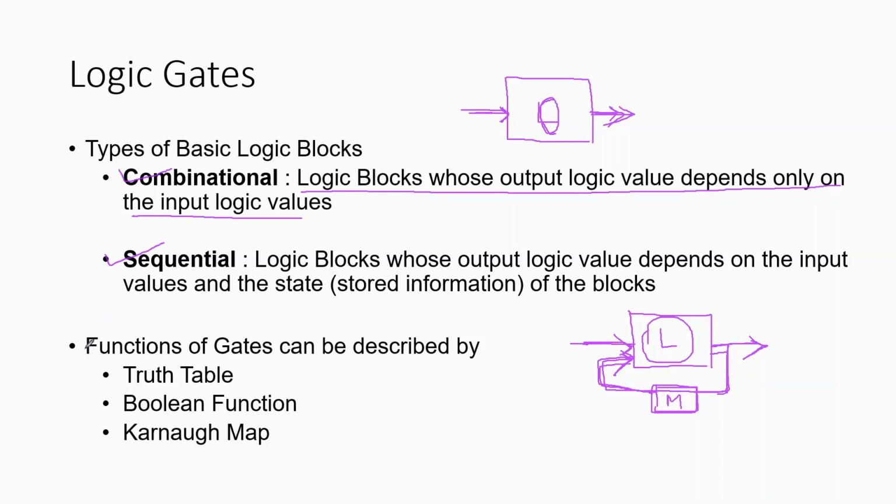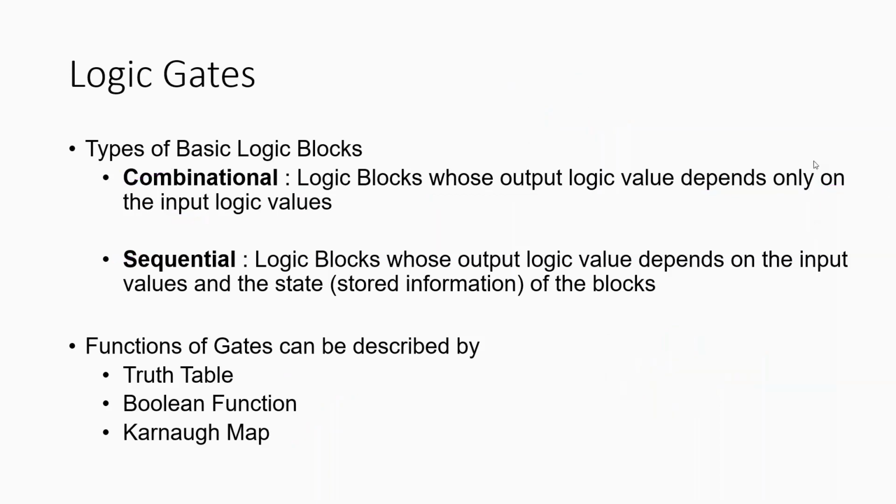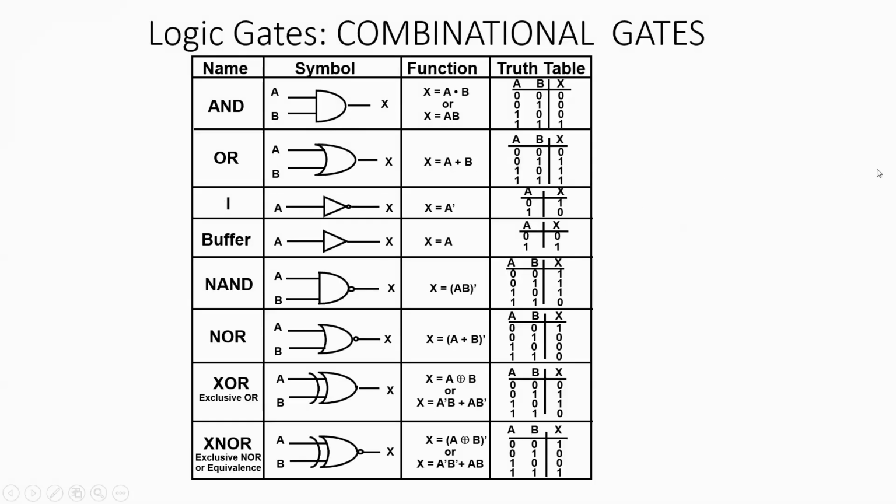Let's talk about the functions of gates and how they can be described. They can be described with the help of a truth table and a Boolean function, and simplified with the help of a Karnaugh map. We'll see three things. These are the different gates that we have already seen in our theory classes: AND operation, OR operation, inverter, buffer, NAND, NOR, exclusive OR, exclusive NOR.